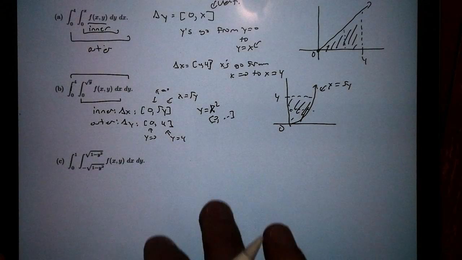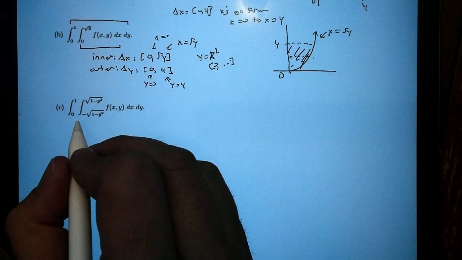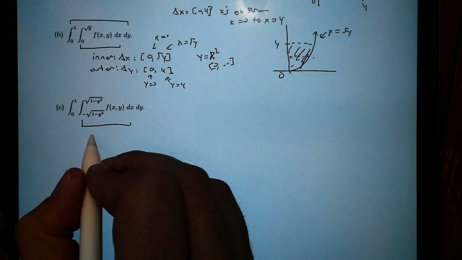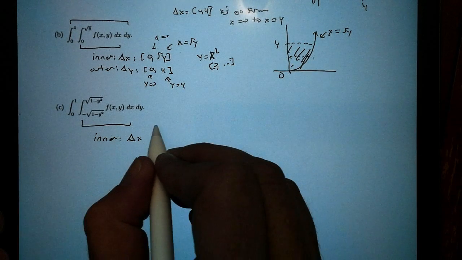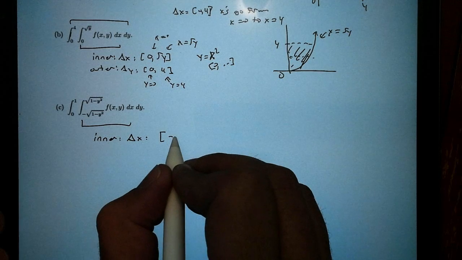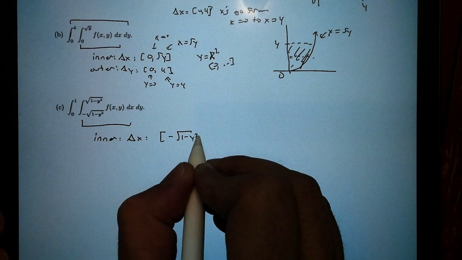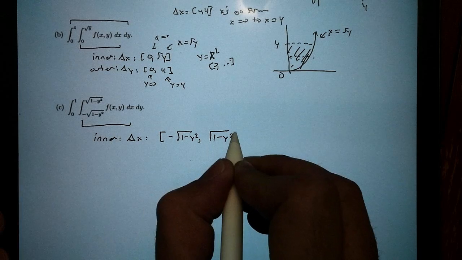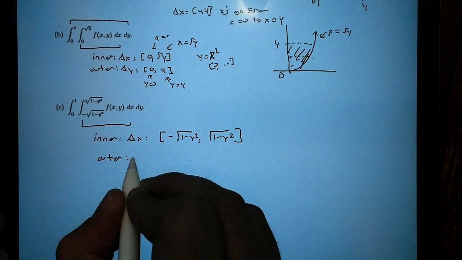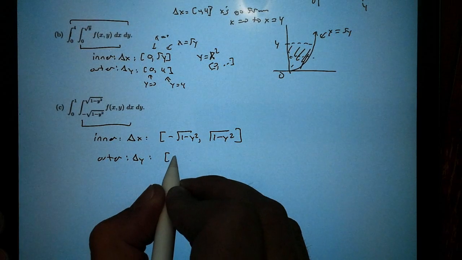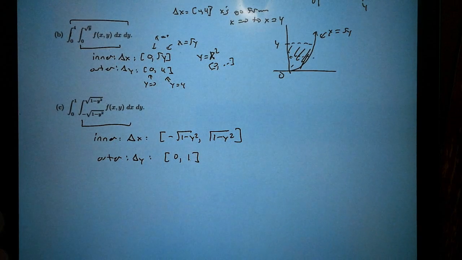All right, the last part. Let's take a look at the last one here. Ready? Our inner part, that's our change in x's, goes from negative square root of 1 minus y squared to positive square root of 1 minus y squared. And my outer part, my change in y's, is going to go from 0 to 1.